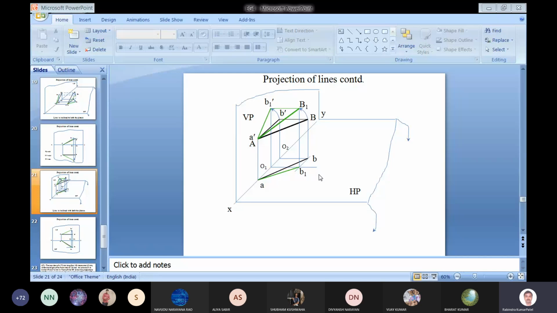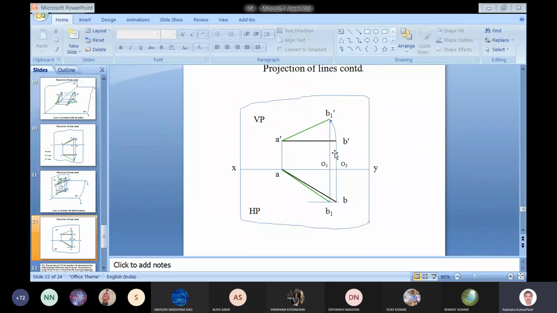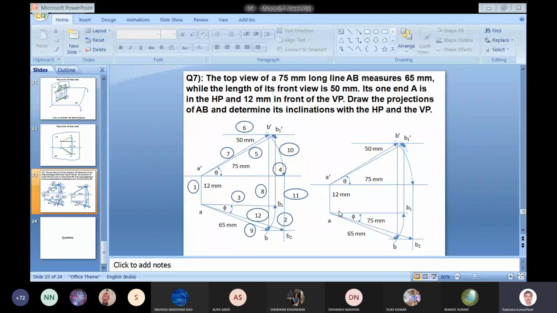So here also you can see the same procedure has been adopted. So finally you don't have to draw the three-dimensional picture. You just have to draw these projections only. The only thing is that you need to know the procedure. So for that I am going to explain one example, which has been taken from your exercise sheet. So this question you can get in the form of a solution.